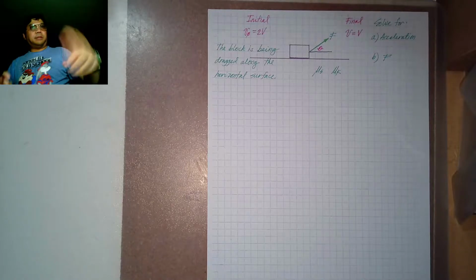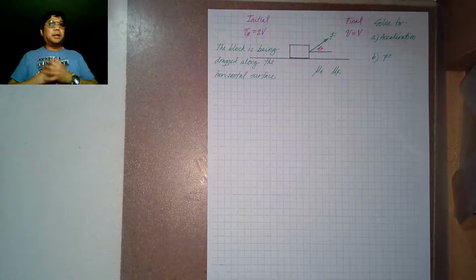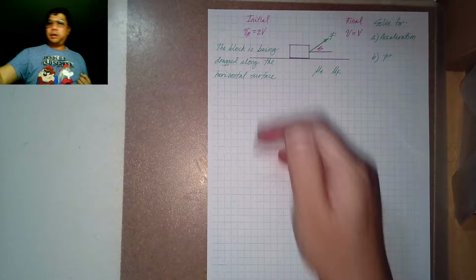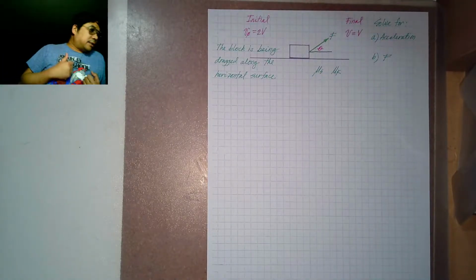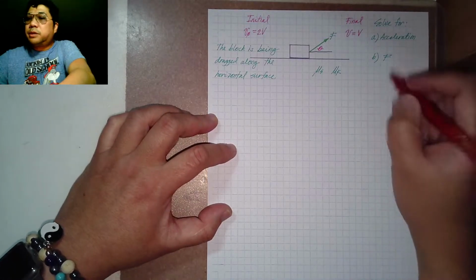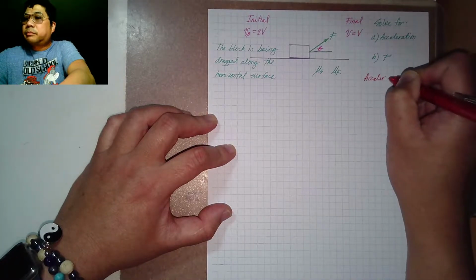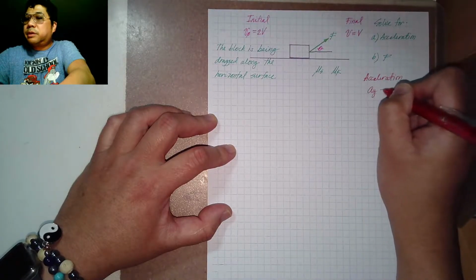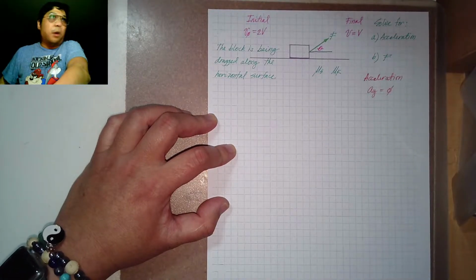And again, it's still being dragged along the horizontal surface, so it means there's no motion along the y-axis. In this case, make sure that you identify that there's no motion along the y-axis. Everything is along the horizontal axis, also known as the x-axis. So, starting by writing down the information that I know, let's talk about the acceleration of the block. We all know that there's no acceleration along the y-axis, so we can safely say that it's 0.